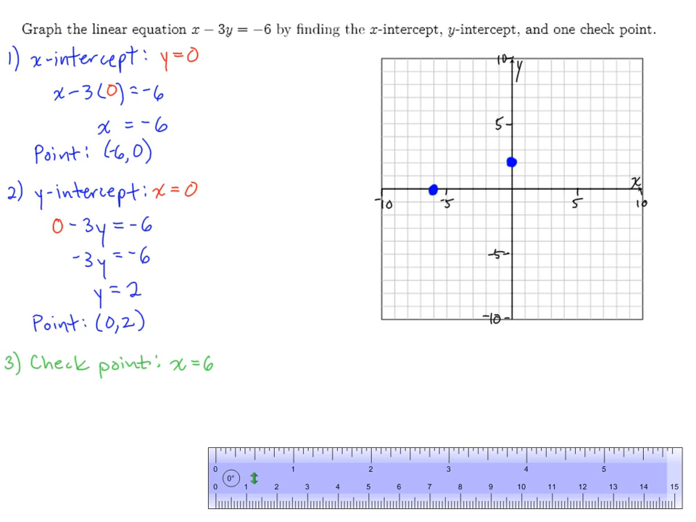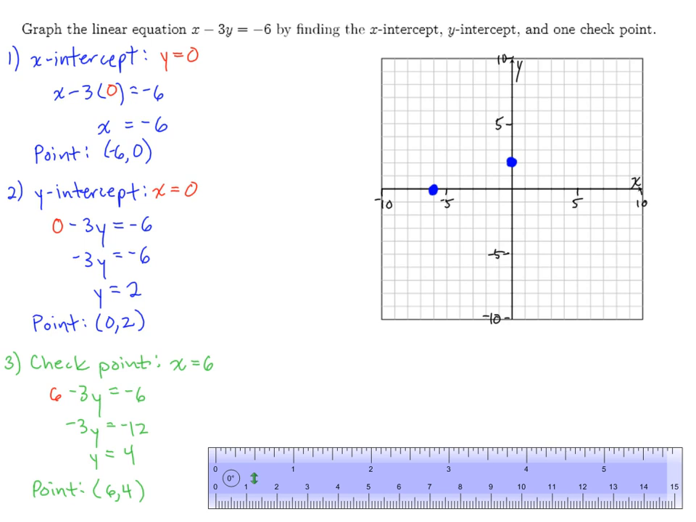So to determine the y value that's associated with this point, I will replace x with 6 in my original equation. So I have x minus 3y equals negative 6. So replacing x with 6, I'll have 6 minus 3y equal to negative 6. And simplifying that, I will subtract 6 from each side, giving me negative 3y equal to negative 12. And dividing each side by negative 3, I'm going to get y equals 4. So my point, I've chosen to have an x value of 6, and I've determined that its associated y value is 4. So it's the point 6, 4.